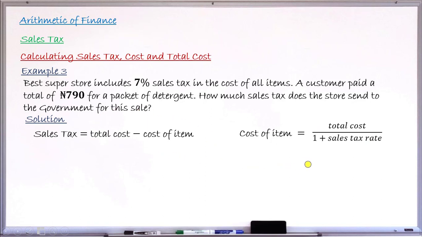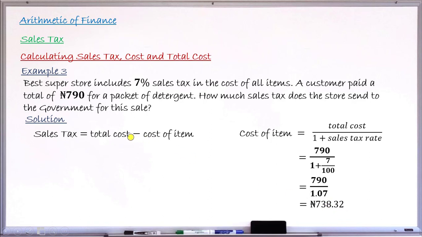So let's just move. The total cost is now 790 divided by 1 plus the sales tax rate, which is 7%. So I have 7 over 100. Simplifying this, 7 divided by 100 gives you 0.07. Added to 1, it gives you 1.07. So I'm going to have 790 divided by 1.07. And this division, if it's done correctly, gives you 738 naira 32 kobo. So I now have the cost of the item.